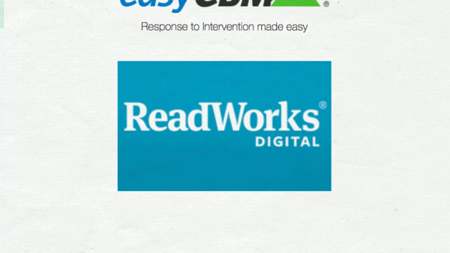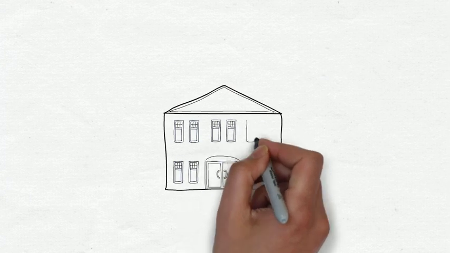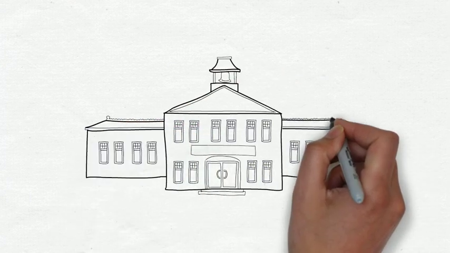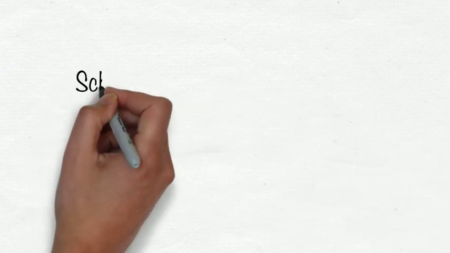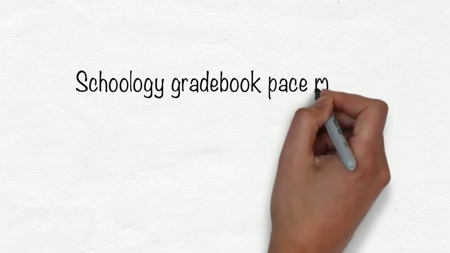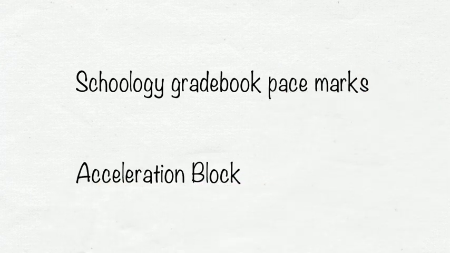IXL is a program we're already using in some of our classrooms. It is a paid subscription site that offers programming in math, language arts, and social studies. And then there is also Digital ReadWorks, which is another free website that allows us to monitor progress related to reading comprehension. These articles are paired with question sets. It's a research-based program aligned with standards that also has ELL options.